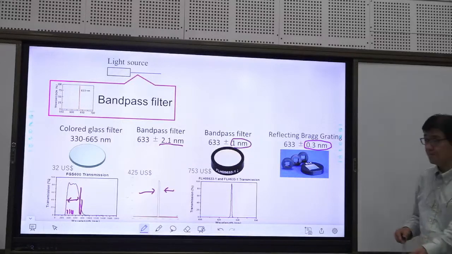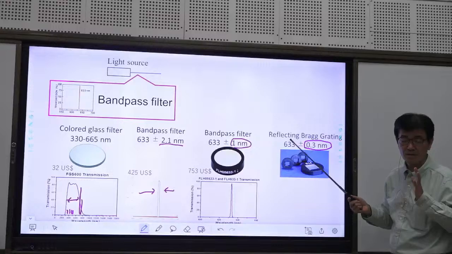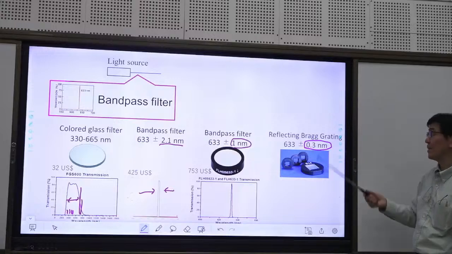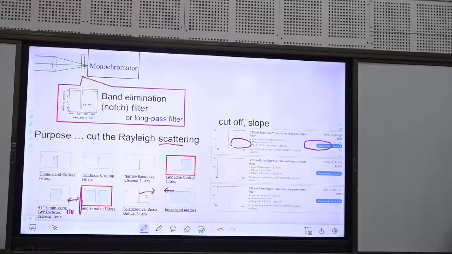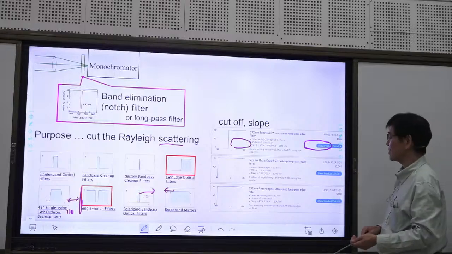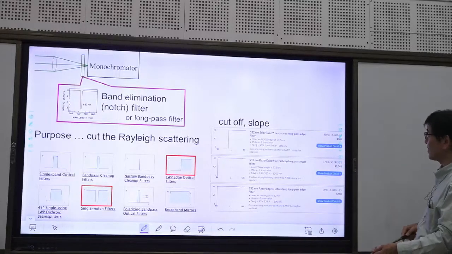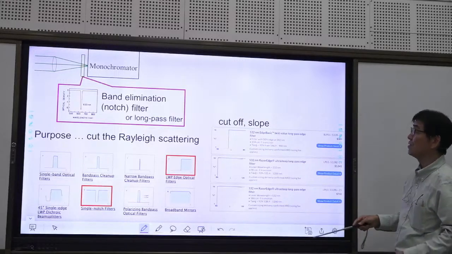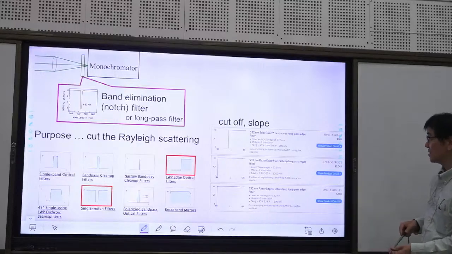Okay, so filter is necessary, but please consider your purpose. If your purpose is not low frequency Raman, such a nice one is not necessary. It's also the case for the notch filter. The previous one is a bandpass filter. This is a notch filter. So please visit the website of the maker of the filter. You will find many filters.